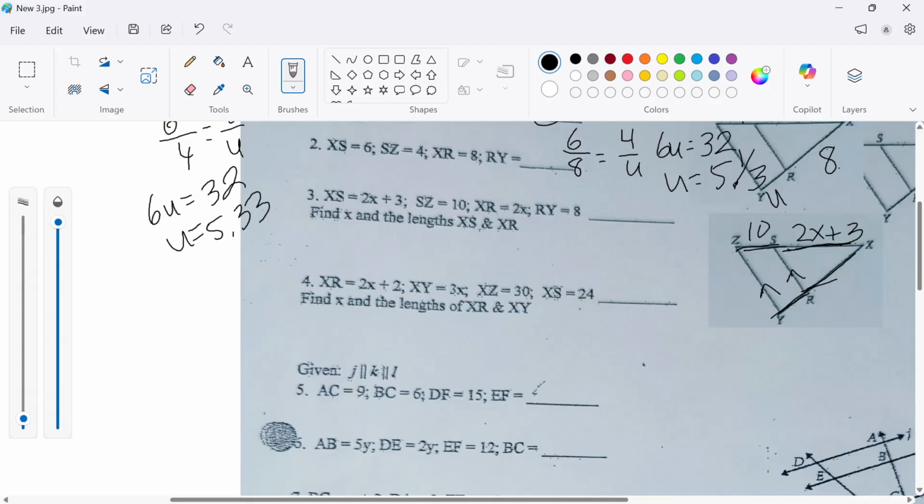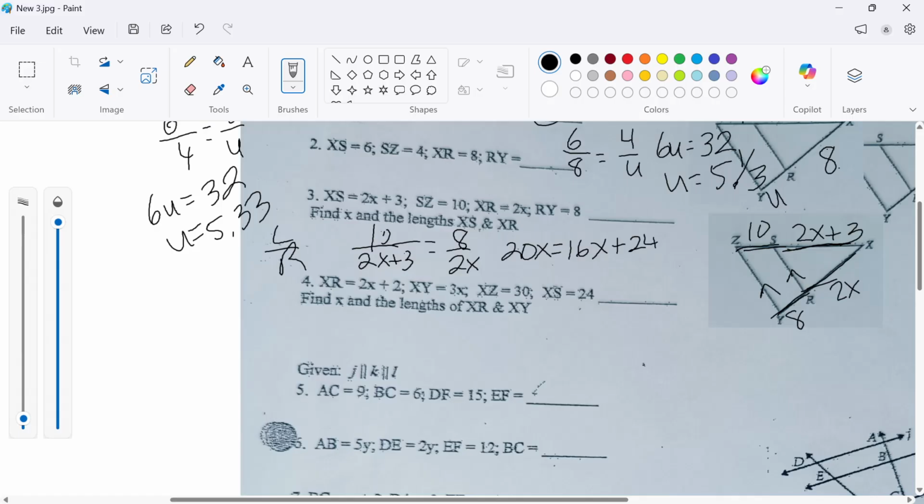XR is 2x, and RY is 8. So I'm going to do this again. I'll go 10 over 2x plus 3. I guess I'm going left side to right side equals 8 over 2x. Cross multiply: 20x equals 16x plus 24.